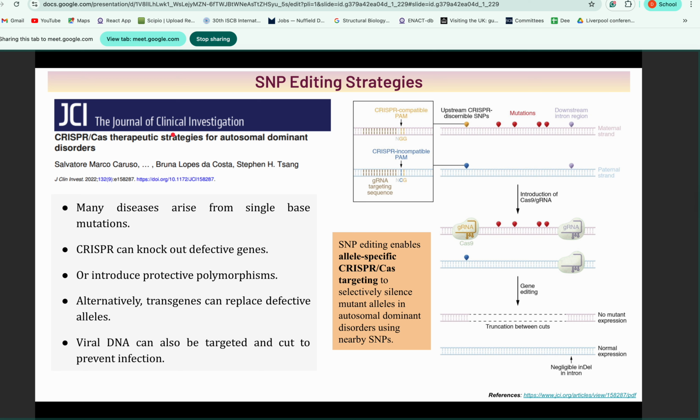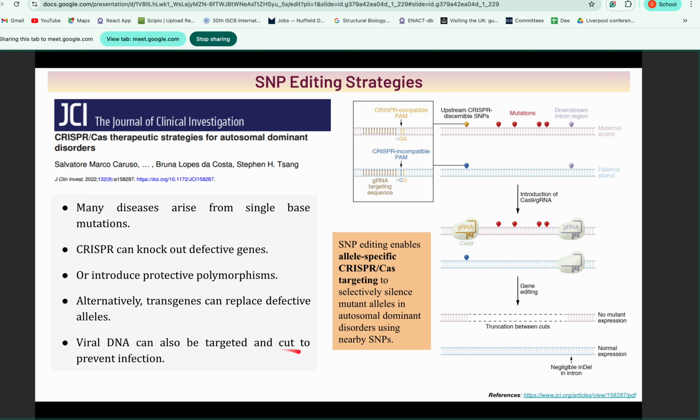Now how can we edit these SNPs? There are many diseases which arise from single base mutations. But keep in mind that not all variations are harmful, not all SNPs are harmful, but there are certain SNPs which might lead to disease. So CRISPR can knock out the defective genes or introduce protective polymorphisms. Alternatively, transgenes can replace the defective alleles. For example, if my gene is faulty, then I can use the transgene, which is the external repaired gene, and I can exchange my already available gene with the transgene.